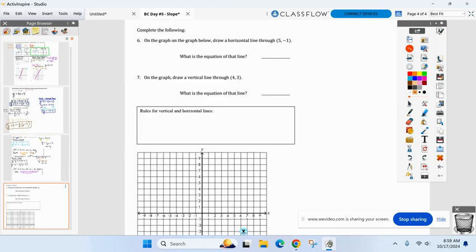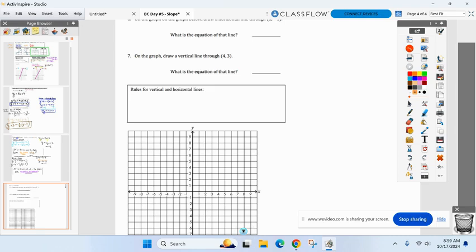All right, one last thing, and this deals with our horizontal and vertical lines. On your graph paper right now, please draw, let's graph 5, -1 first. 5, -1 on the graph paper I put below. 5, -1.